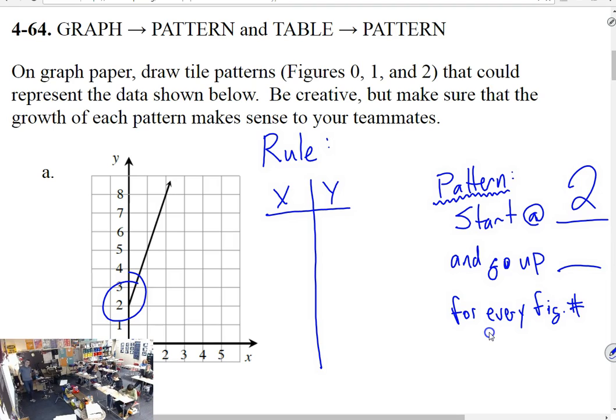Sky, if I ask you what we go up by. Up by 3 for every figure number. So, Sky looked at the fact that when I go over 1, up 3, can we make a rule based off this? Can we make a rule, that mathematical equation?